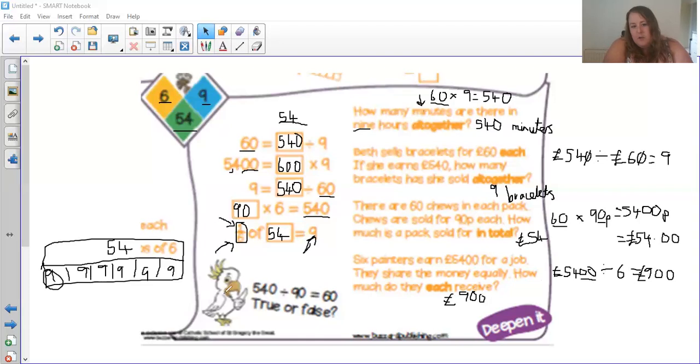And the final question that you've been asked over here is 540 divided by 90 is 60. And is it true or false? And we look at our answer. We know that we've been talking about 54 divided by 9 is 6. 540, which has been times by 10, divided by 90 is 60. And I'm actually going to let you work out that final one. Do you think that is true or false?